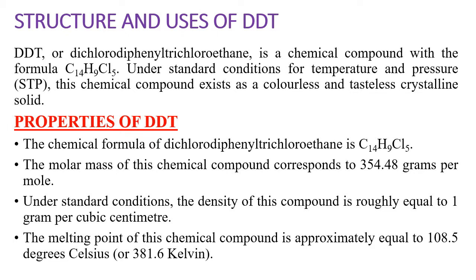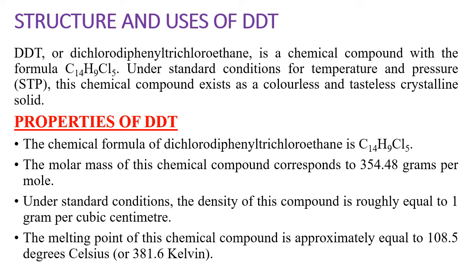Structure and uses of DDT. DDT, or dichlorodiphenyl trichloroethane, is a compound with the formula C14H9Cl5. Under standard conditions for temperature and pressure, this chemical compound exists as a colorless and tasteless crystalline solid.